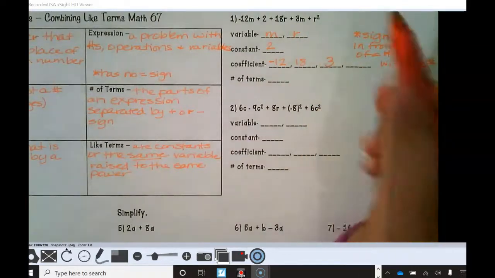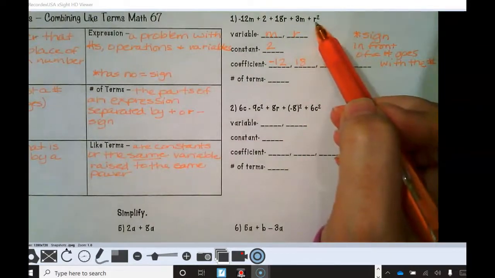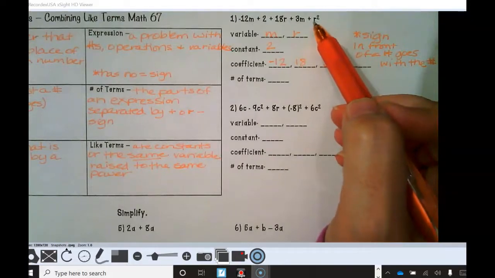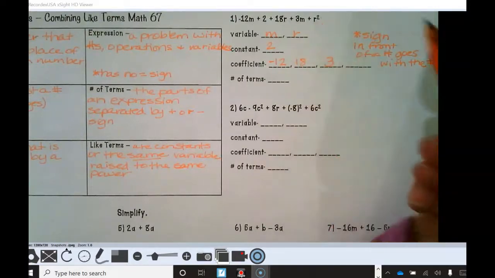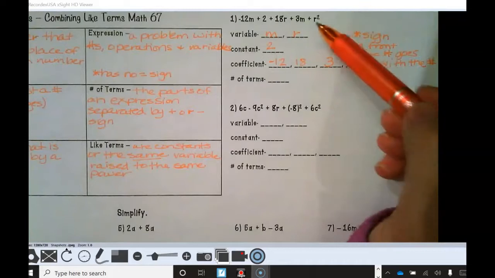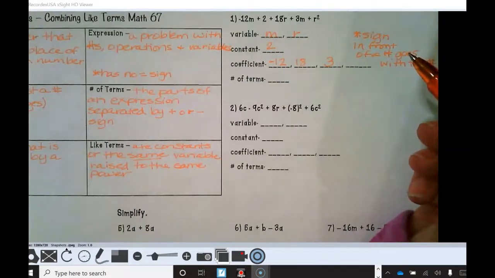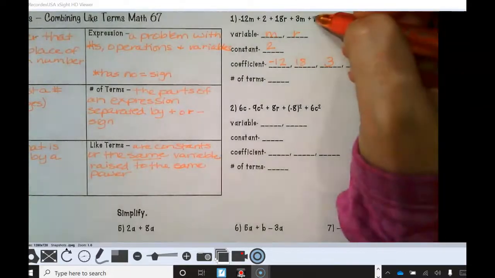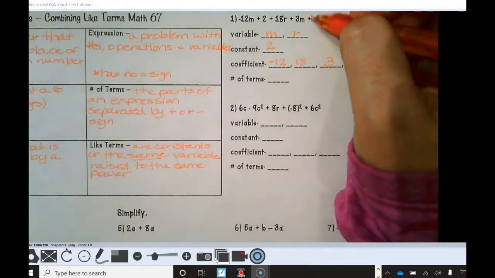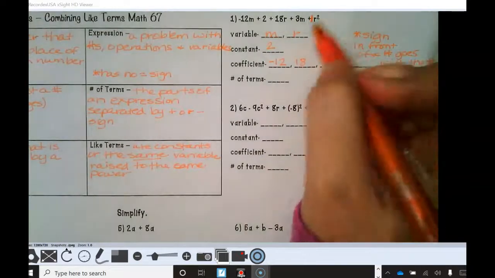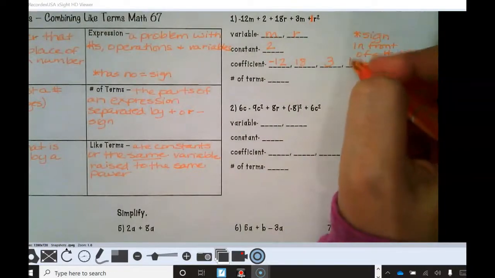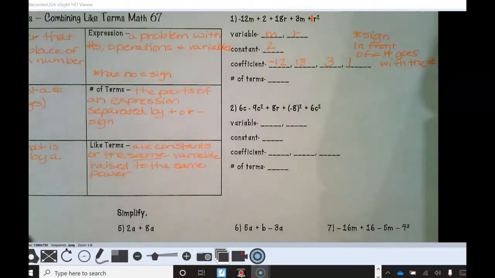Now there's a blank, and the only piece that we haven't talked about is right here. But all variables technically have a coefficient. If you have an r squared, how many of them do you have? I hope you said 1. So there is an imaginary 1 right there, and it will be a positive. Okay? That will be a little tricky at first.